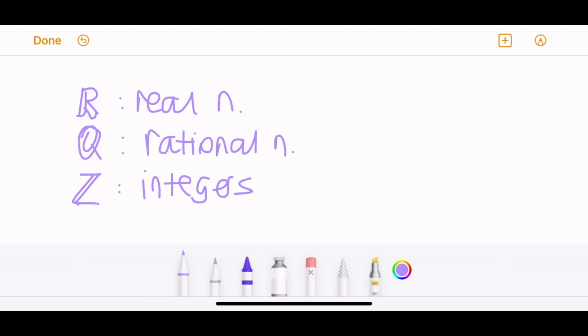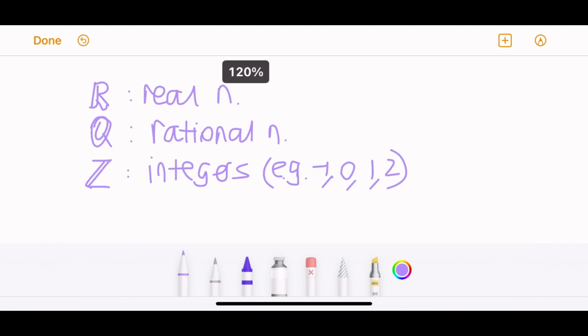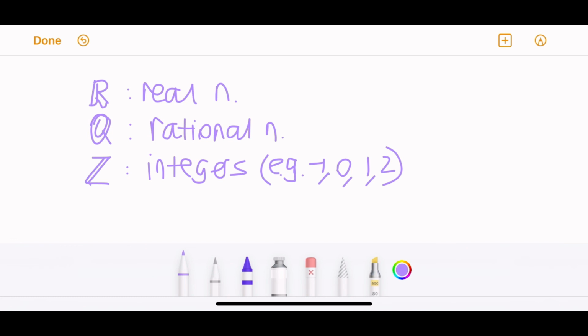So integers can be both positive or negative. Let me give you a couple of examples: -1, 0, 1, and 2. They are enough to represent the patterns. And then lastly, we have N, which represents natural numbers. Now, a lot of people get confused between natural numbers and integers. A good way to distinguish between those two is to think of natural numbers as positive integers, whereas integers by themselves can be both positive or negative.